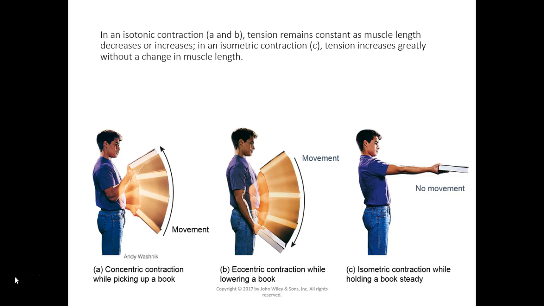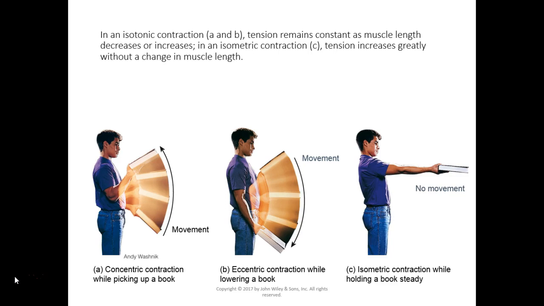An isometric contraction is when the length of the muscle doesn't change. Isometric, same length. An example would be just holding that book steady with your arm outstretched. These contractions, of course, are important for maintaining posture and supporting objects in a fixed position.